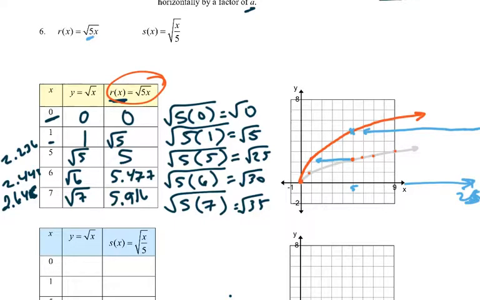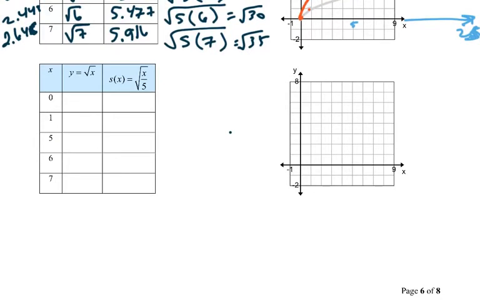And notice our a value here, a was greater than 1. So our scalar was greater than 1, and that caused a horizontal shrink because the scalar was inside the parent function, not outside of the parent function. All right, let's see a stretch. I'm going to pause and fill it in and show you. You should pause yourself and try it yourself and then compare.